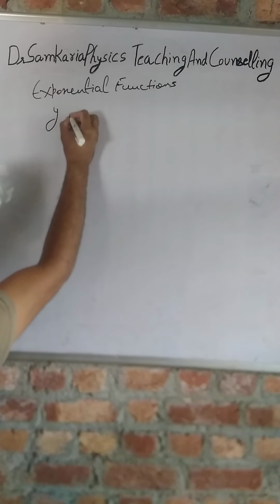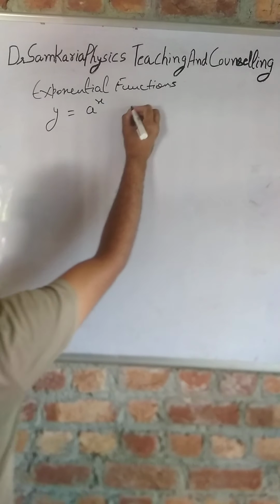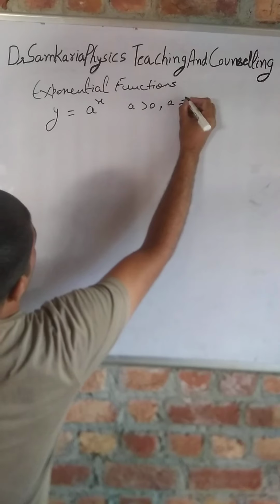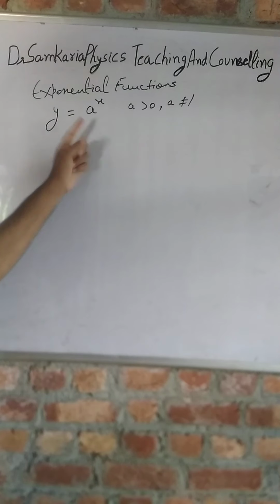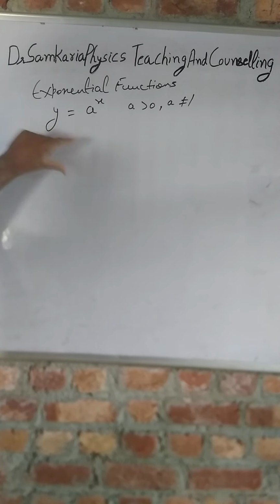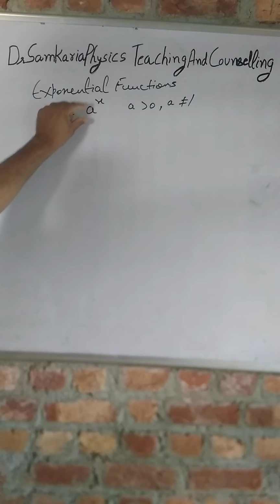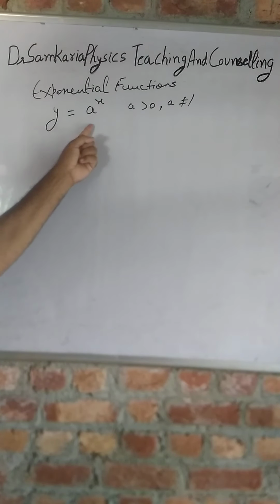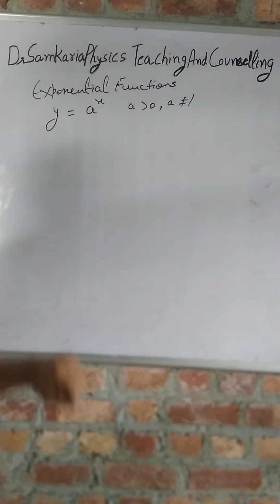Suppose we have any function y = a^x, where a is greater than 0 and a is not equal to 1. Then this function is said to be an exponential function, where a is a constant. It means exponential functions are functions of the form constant raised to power variable, and the condition on this constant a is that it must be greater than 0 and it must not be equal to 1.